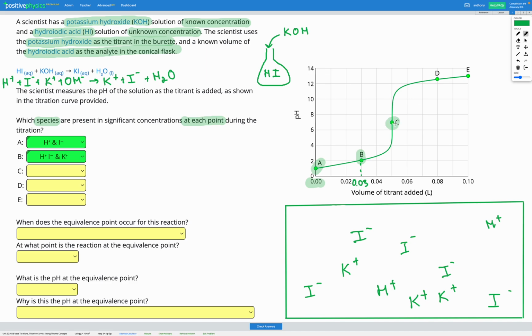Next, let's look at point C. This is a point where we have 0.05 liters added of potassium hydroxide. And this is the moment where we have a pH of 7. So that is the moment where all of our acid has reacted with base perfectly, so that all the H+ has been used up, reacting with OH-. So since I've got two H+ here, I'm going to need to add 2 more sets of KOH.